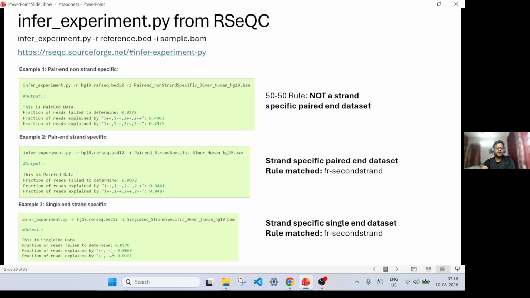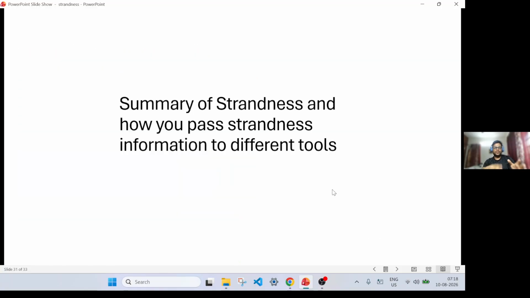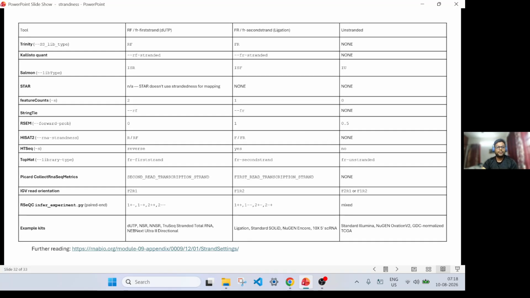So this will match with plus plus minus minus, which means this is the second strand method. Okay, so now this is the most important slide, where we have shown the strandedness comparison. You will see that the dUTP method is generally the first strand method, because here you are retaining the first strand and deleting the second strand.